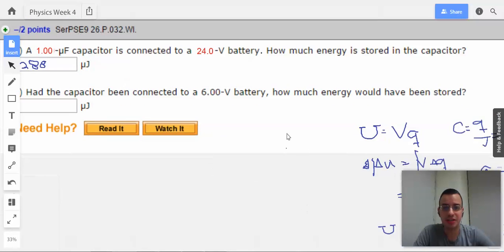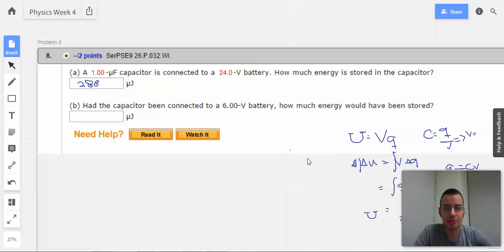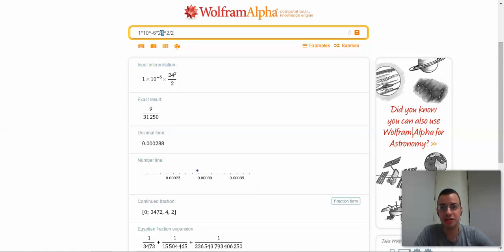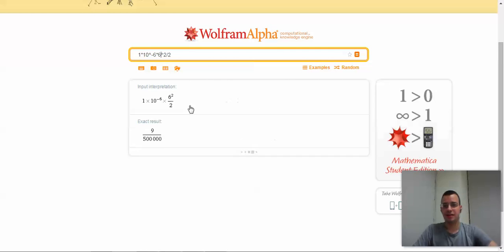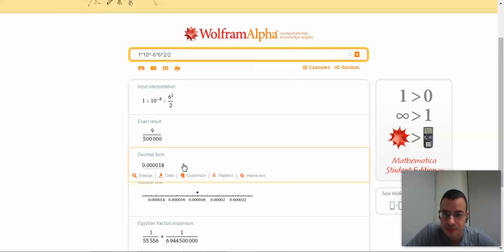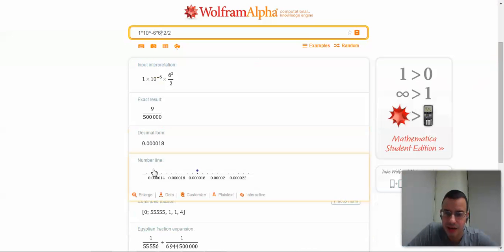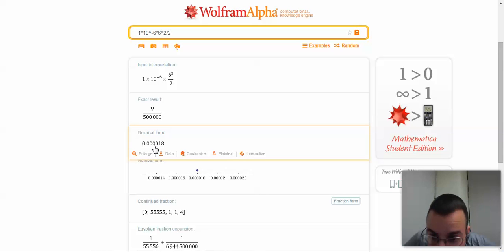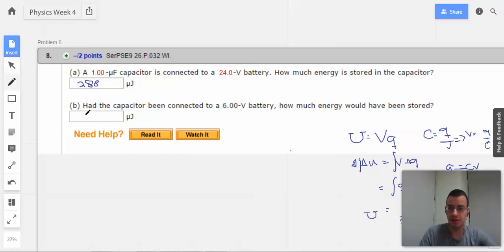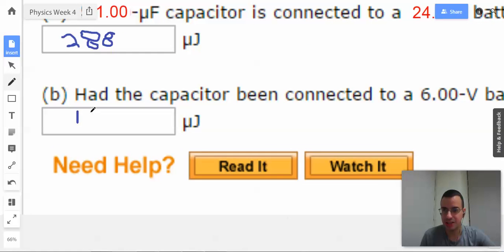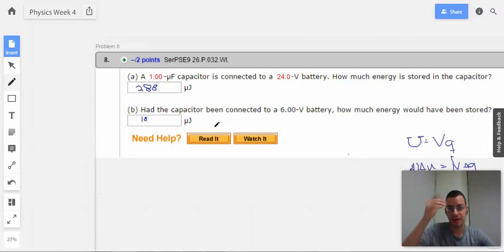Had the capacitor been connected to a 6-volt battery, how much energy would be stored? That's really not challenging us. So I'm going to change the 24 to a 6. All right, that gives 18. They probably want to see something about the relation of the ratio squared. But I don't care. All right.